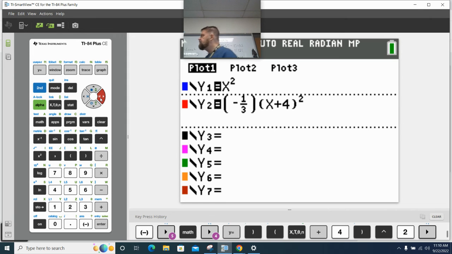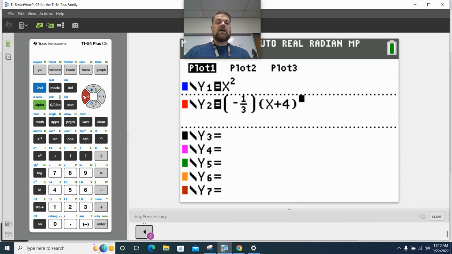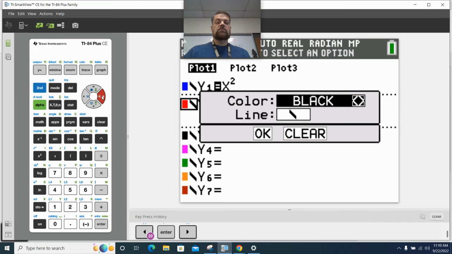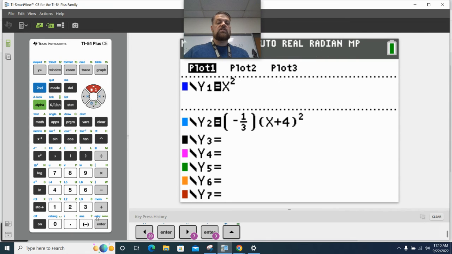Plug it in the way that I did. Okay. And I'm probably going to switch the colors because I think I did it backwards. I think my transform function was blue. So I'm going to change that to blue. We'll make it light blue. And then this top one, I'm going to change to red.